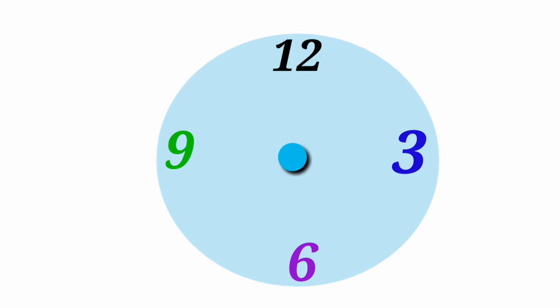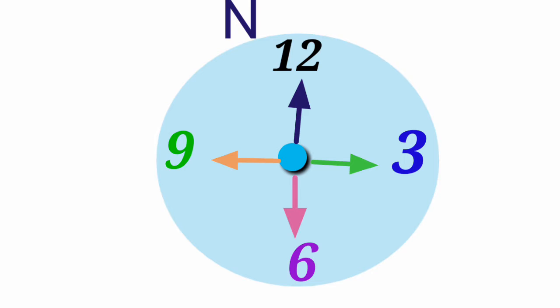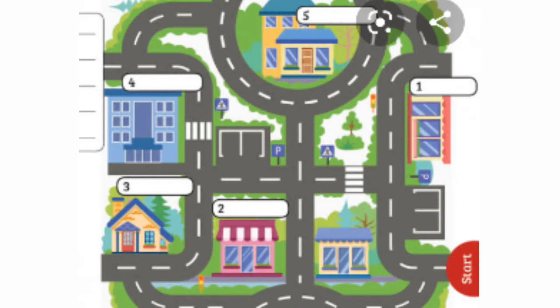If you look upward, there is number 12, that is north. Downward, there is 6, which shows the direction of south. Similarly, on your right hand, there is number 3, that is east. Same as on your left hand, there is 9, which shows the direction of west. N stands for north, E stands for east, S stands for south and W stands for west. We can use these directions on a map to find a place.